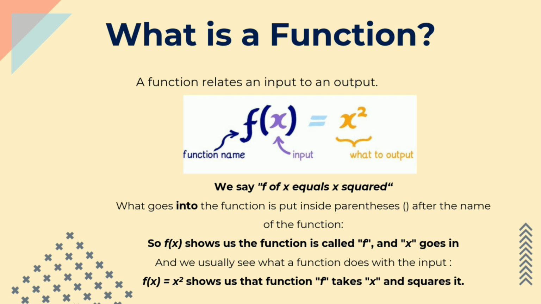What goes into the function is put inside parentheses after the name of the function. So f of x shows us the function is called f and x goes in. And we usually see what a function does with the input. F of x equals x squared shows us the function f takes x and squares it.